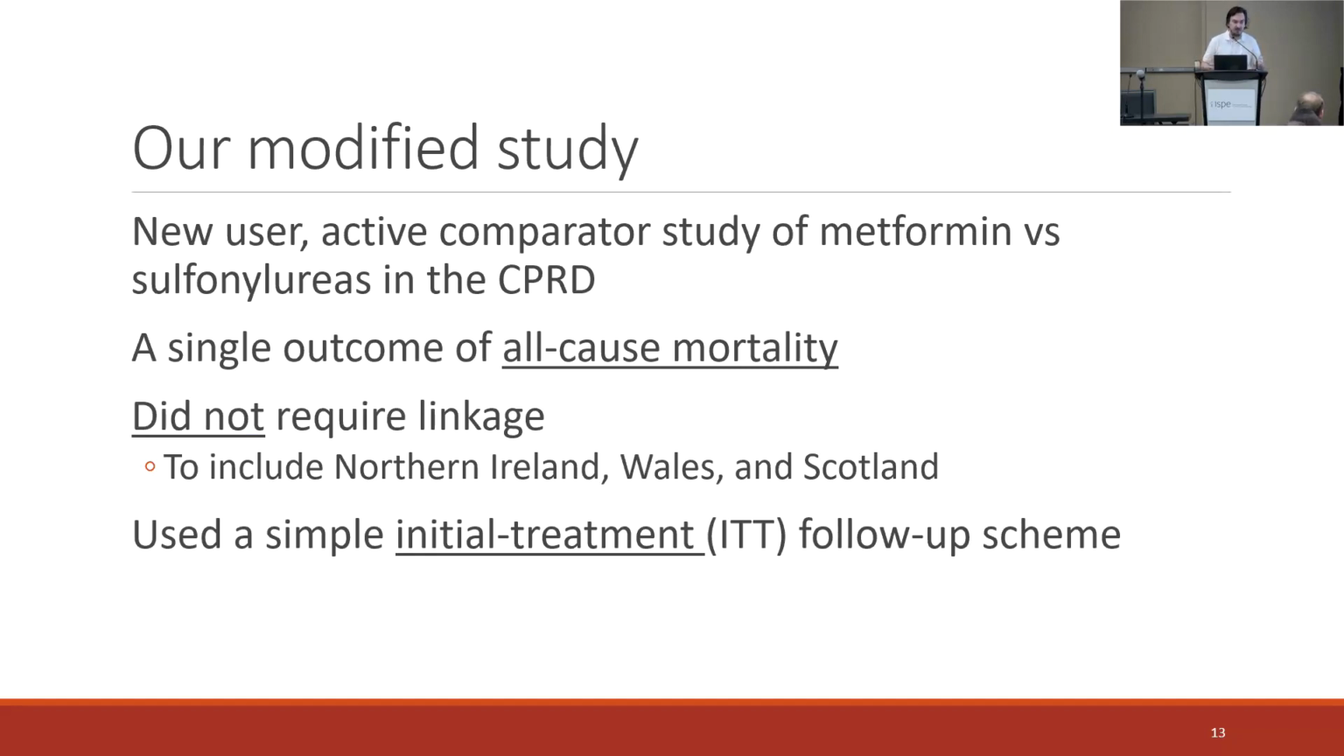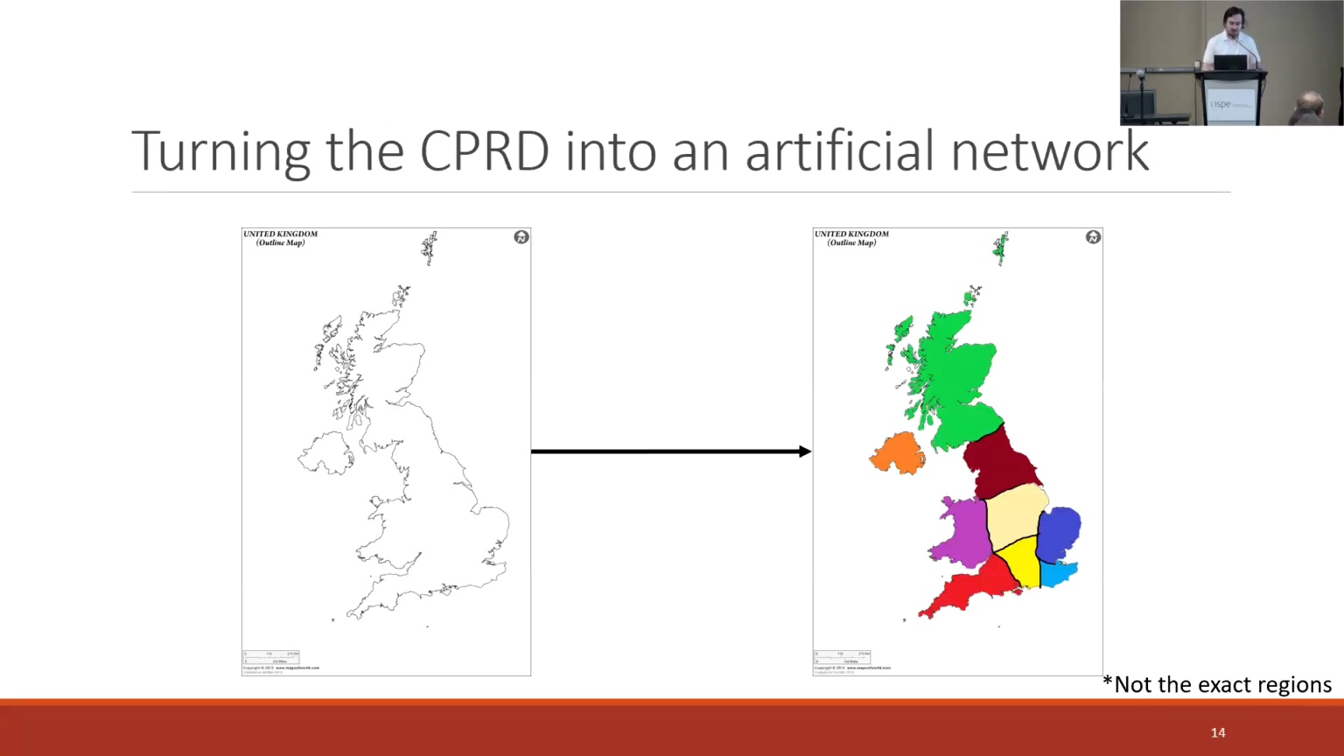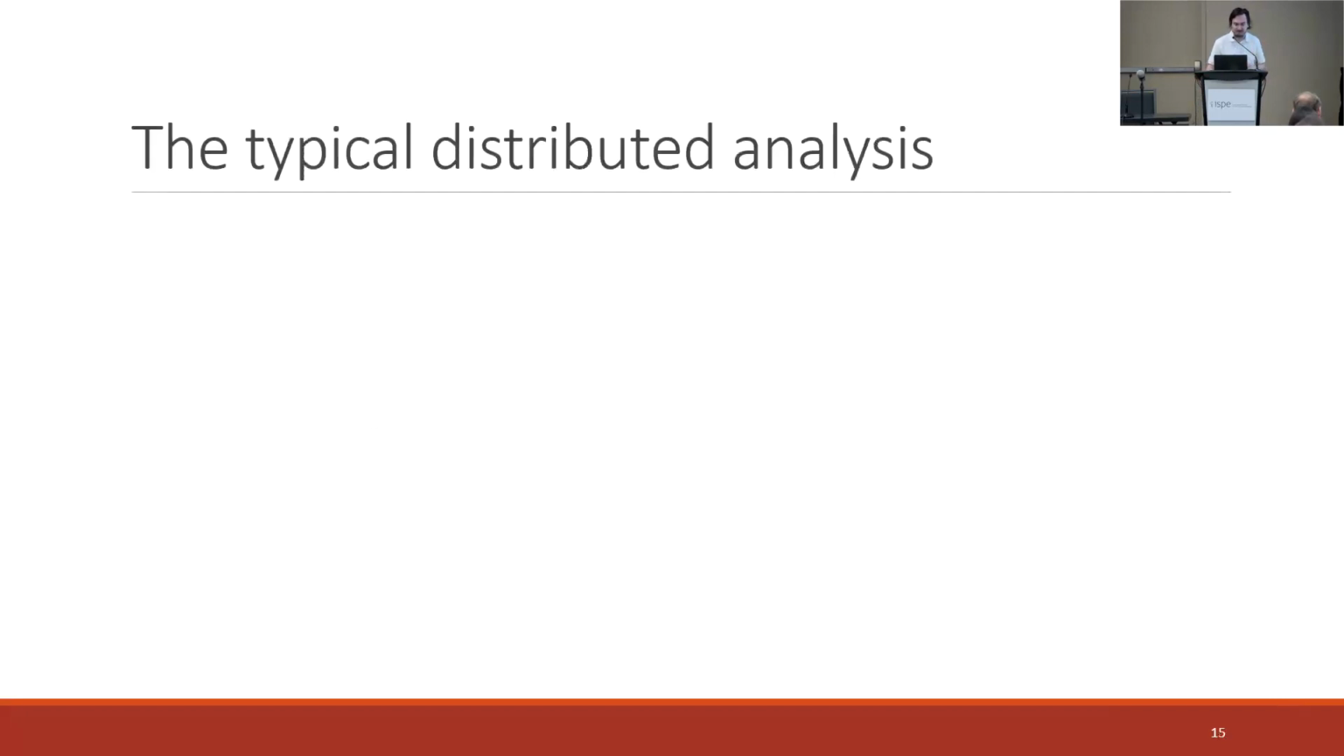You wouldn't try to split it into a distributed network, which is what we did, right? We carved up the UK into all of these different regions. Notably, this was me in Paint. These are not the exact regions that the CPRD uses. It's probably not even the right number because it was really hard to make 11 distinct regions and still have it make any sense at all. And I didn't want to use colors that might confuse people who are colorblind.